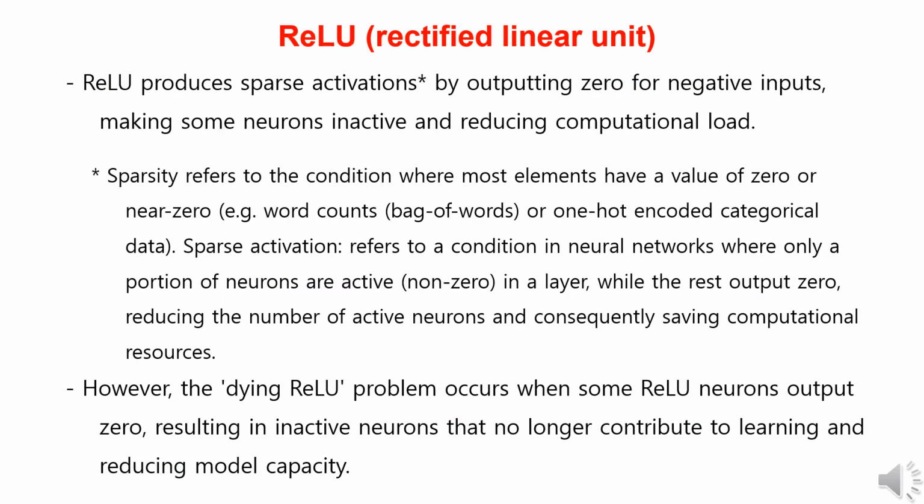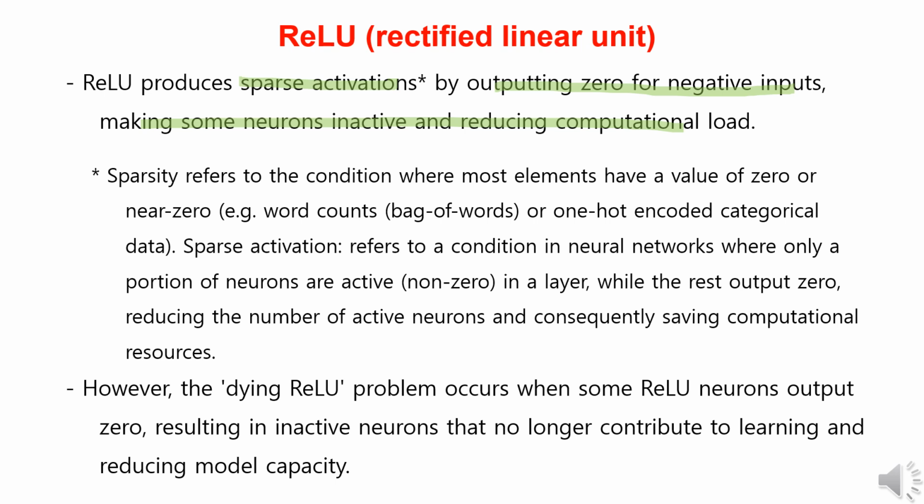To explain further, the ReLU function outputs 0 for negative inputs, which deactivates certain neurons, leading to sparse activation. This sparsity helps reduce the computational load. Let's break down sparse activation.